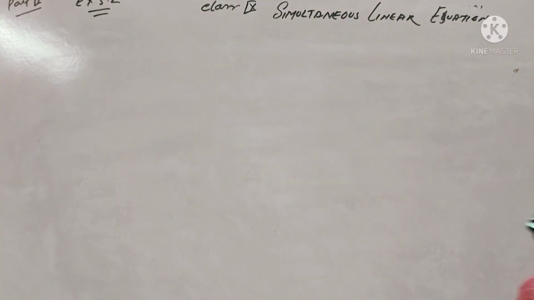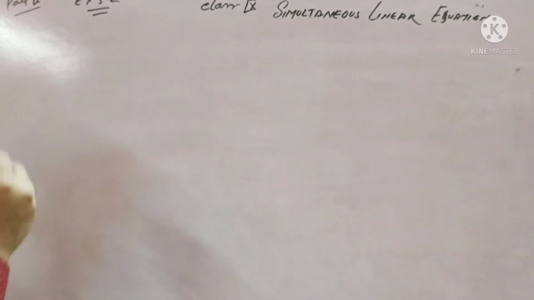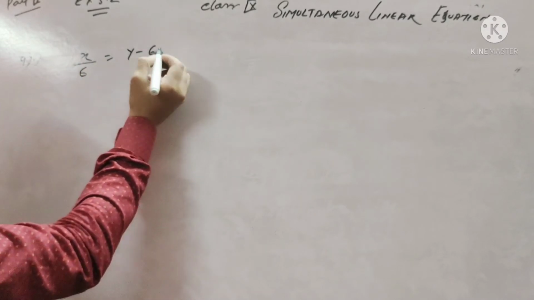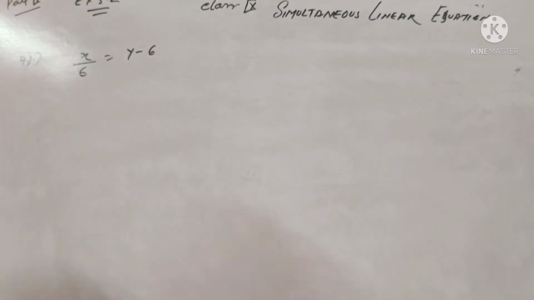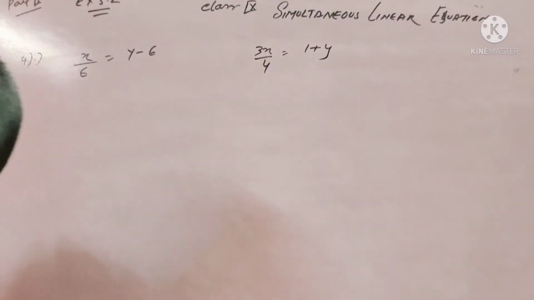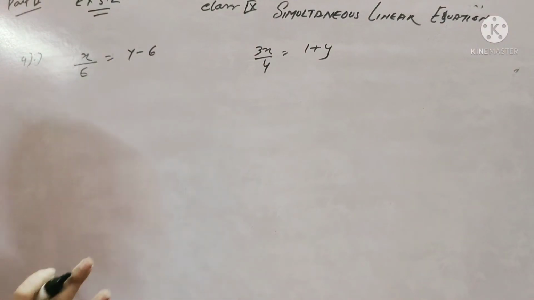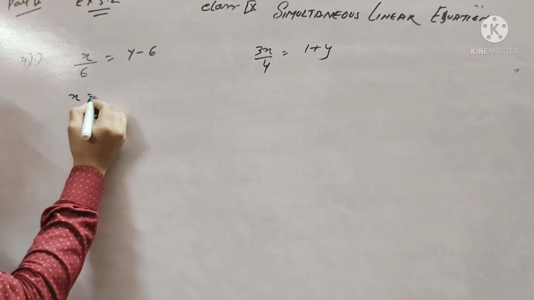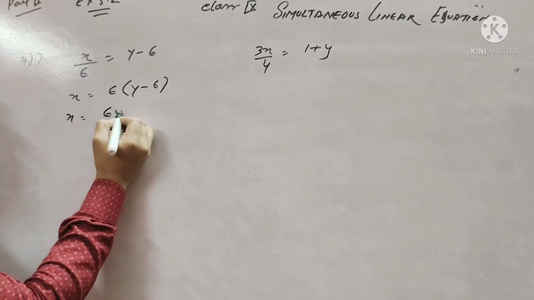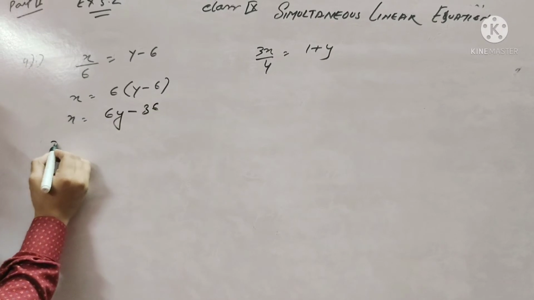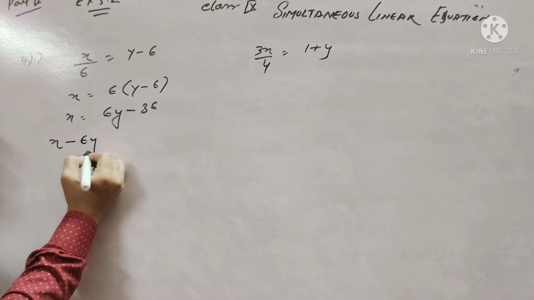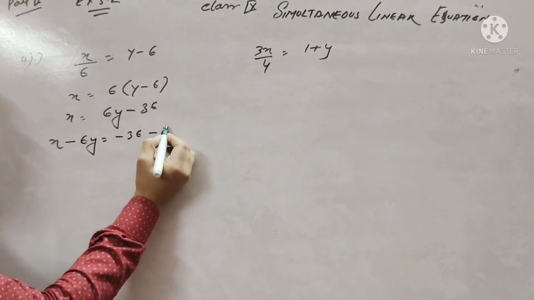Now turn for question number 4.1, subpart 1: x upon 6 equals y minus 6, and 3x by 4 equals 1 plus y. First of all, we arrange the question in proper manner. This 6 goes to the other side and multiplies, so x equals 6 times (y minus 6), which is 6y minus 36. This 6y comes to this side, so x minus 6y equals minus 36. This is your equation 1.